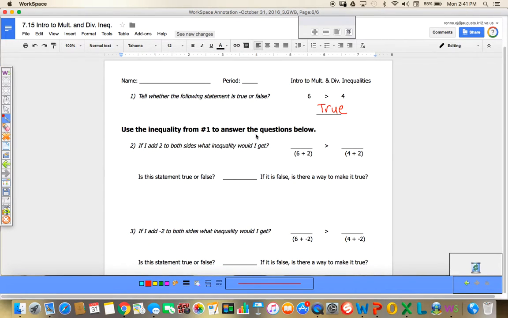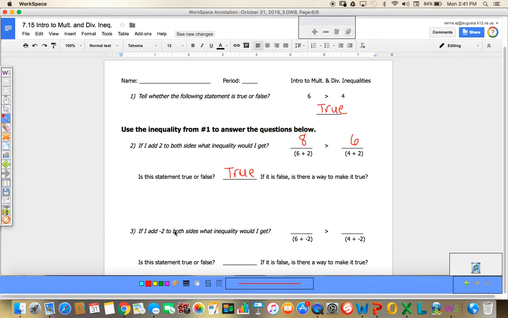Now it says use the inequality from number 1 to answer the questions below. So we're using 6 and 4 for all of these. If I add 2 to both sides, what inequality would I get? So 6 plus 2 is 8, and 4 plus 2 is 6. So is 8 greater than 6? Yes, that is true. So once again, I added 2 to both sides. It is still a true statement.